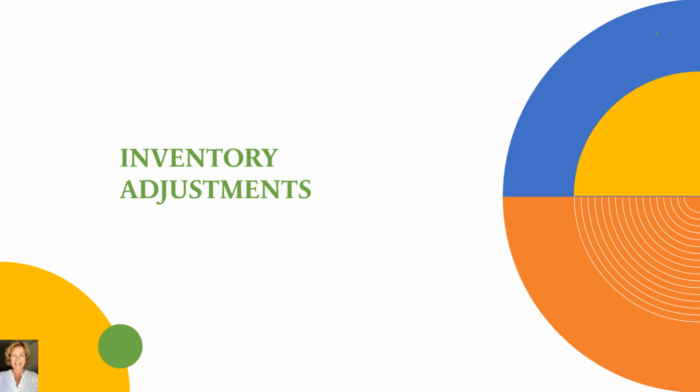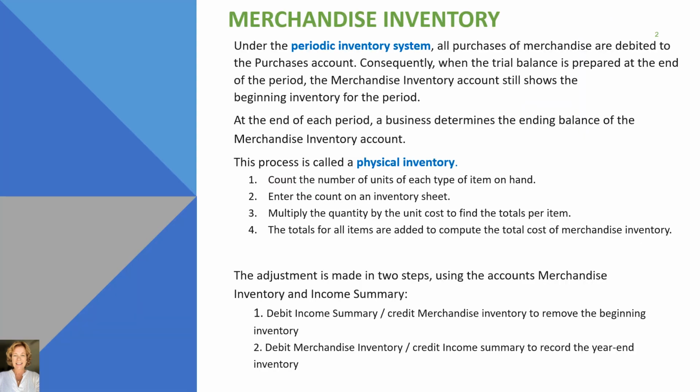In this video, we'll learn why and how accountants book adjustments for merchandise inventory. In prior videos, we learned how purchases and purchase returns and allowances are recorded under the periodic system.